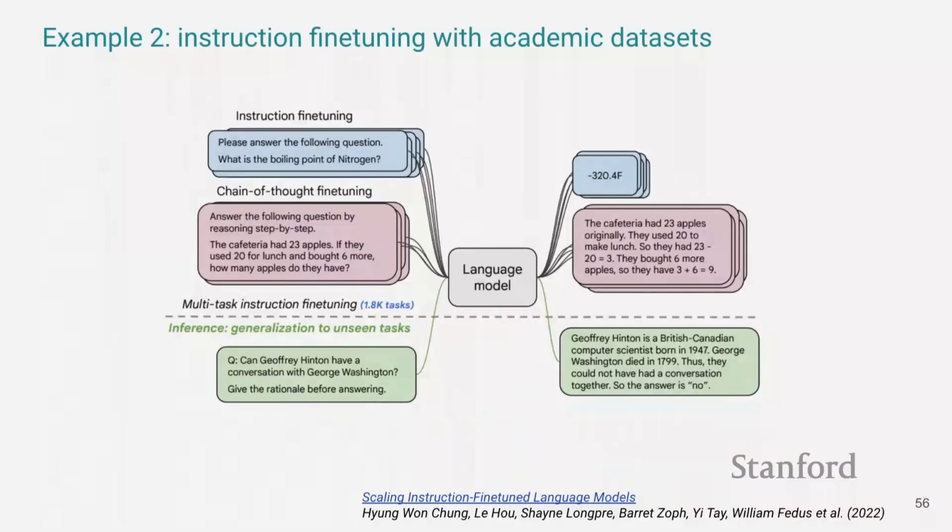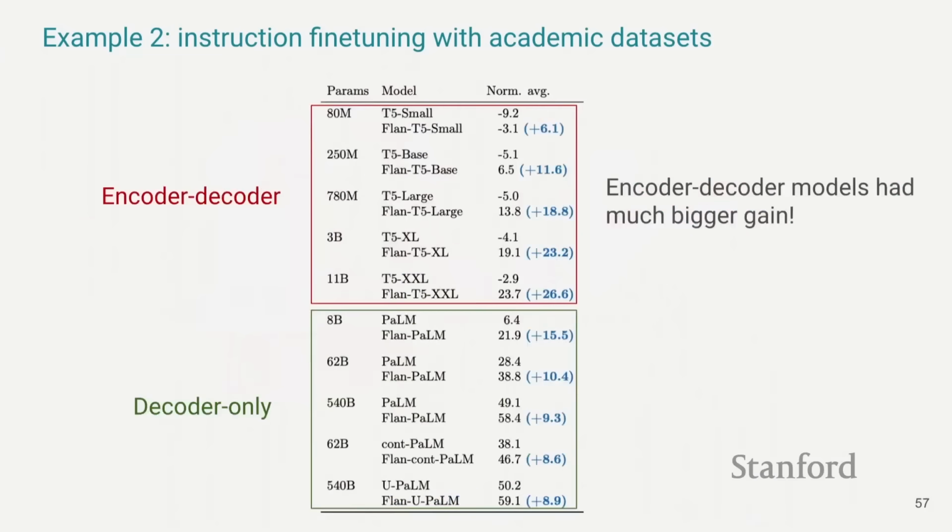The second example is a little bit more modern. Two years ago when I was at Google, with Jason, we did this instruction fine-tuning work. What this is: you take the pre-trained model and then fine-tune it on academic datasets so that it can understand natural language instructions. The details don't matter, but let's think about the performance gain from this fine-tuning on two different architectures we tried. The first five are Flan-T5, which is T5-based, an encoder-decoder architecture. The latter five are a decoder-only architecture based on PaLM.